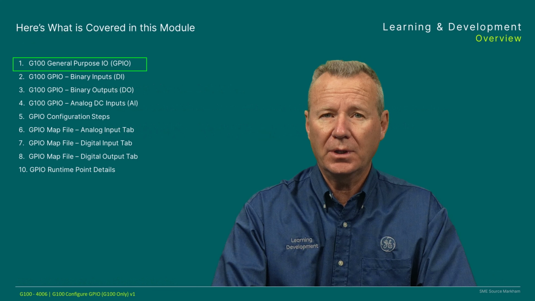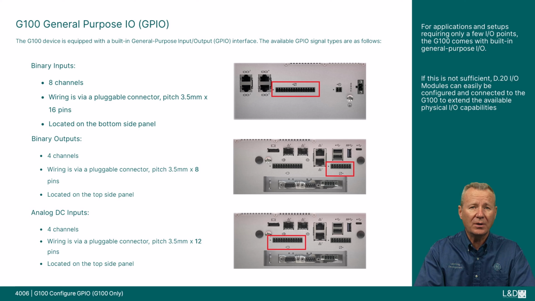For applications and setups requiring only a few I/O points, the G100 comes with a built-in general purpose I/O or GPIO interface. If this is not sufficient, D.20 I/O modules can be easily configured and connected to the G100 to extend the available physical I/O capabilities. The available GPIO signal types are as follows.